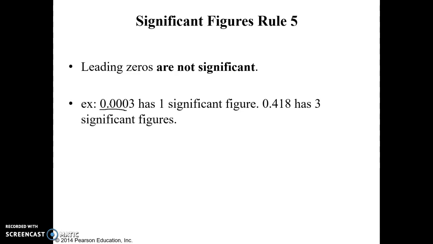So if we have 0.0003, all of these zeros at the beginning, not significant, not significant, not significant, not significant, significant. So it has just one significant figure. Here's another example, 0.418, the 0 at the beginning, not significant. But the 4, the 1, and the 8 are, so it has 3 significant figures.